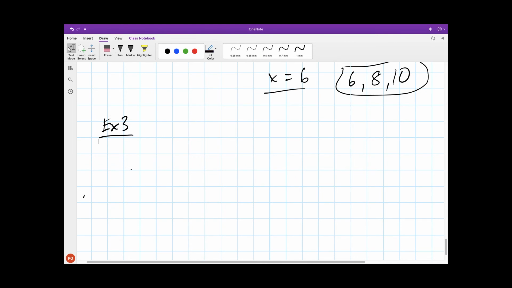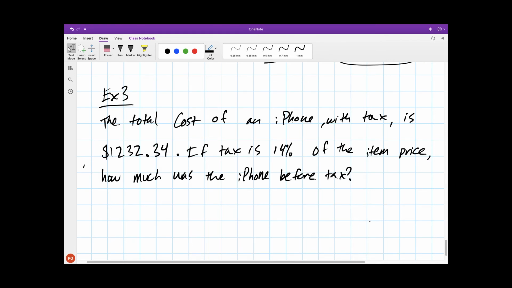This last question here is a bit different. It doesn't really involve just numbers. It's more about money, but I figured I'd throw it in here because I do like the question. So our third example is about an iPhone that costs a certain amount. We know tax is 14%, and we want to know what the price was before tax.